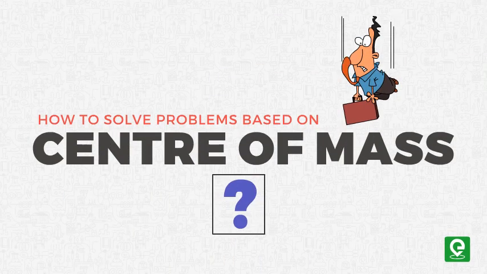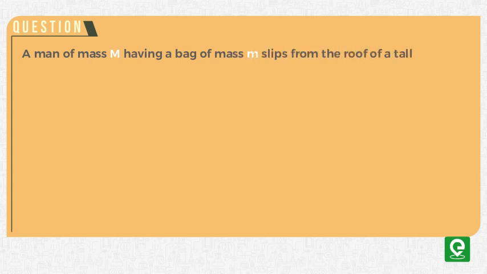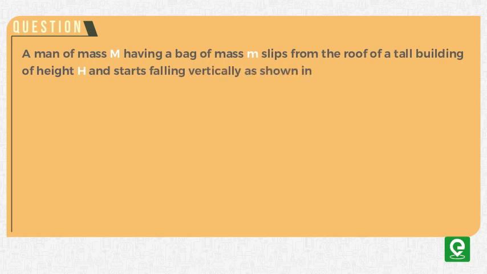How to solve problems based on center of mass? Question. A man of mass capital M having a bag of mass small m slips from the roof of a tall building of height capital H and starts falling vertically as shown in the figure.